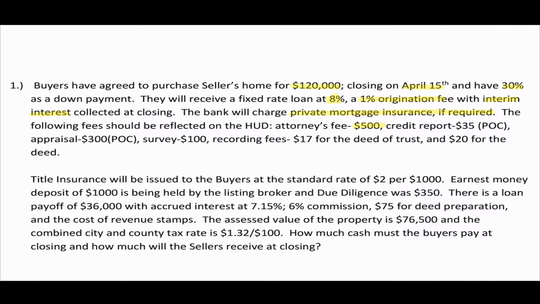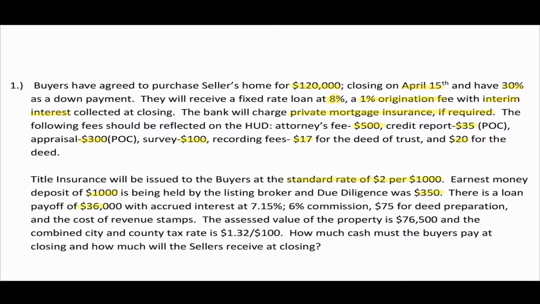Attorney's fees, $500. Credit report, $35 POC, appraisal $300 POC, survey $100, recording fees $17 for the deed of trust and $20 for the deed. Title insurance will be issued to the buyers at the standard rate of $2 per 1,000. Earnest money deposit of $1,000 is being held by the listing broker, and due diligence was $350.